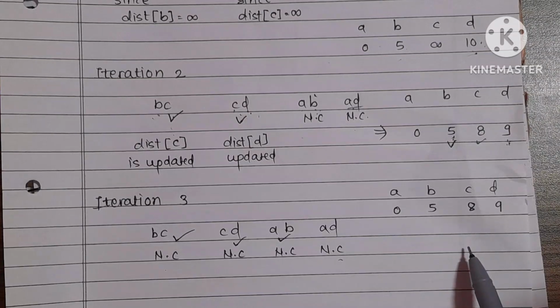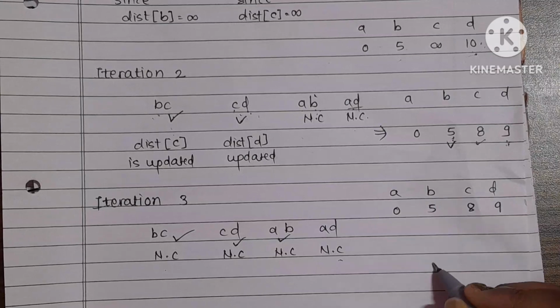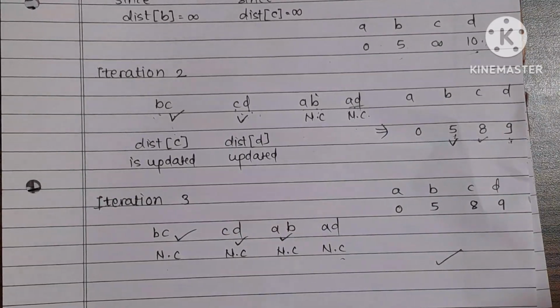it is not making any difference compared to iteration 2. So we get the same output. That's how the Bellman-Ford algorithm is finished.